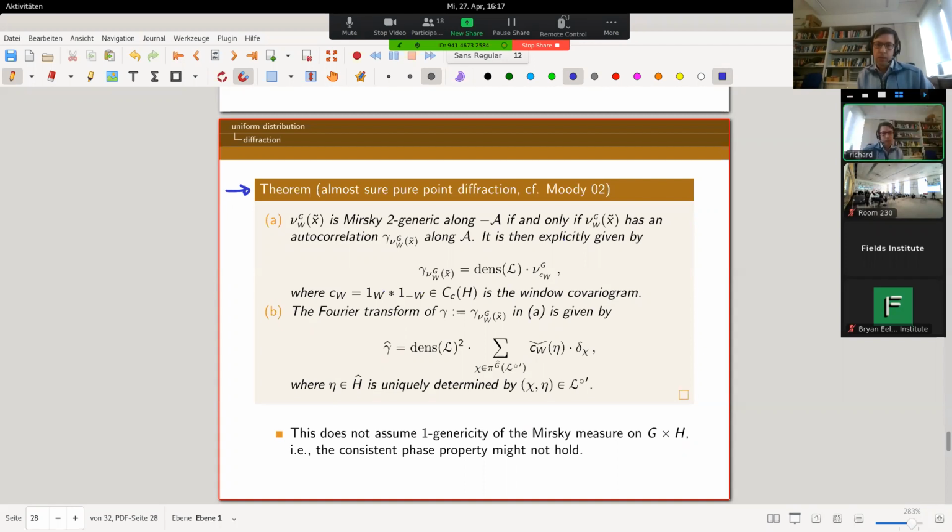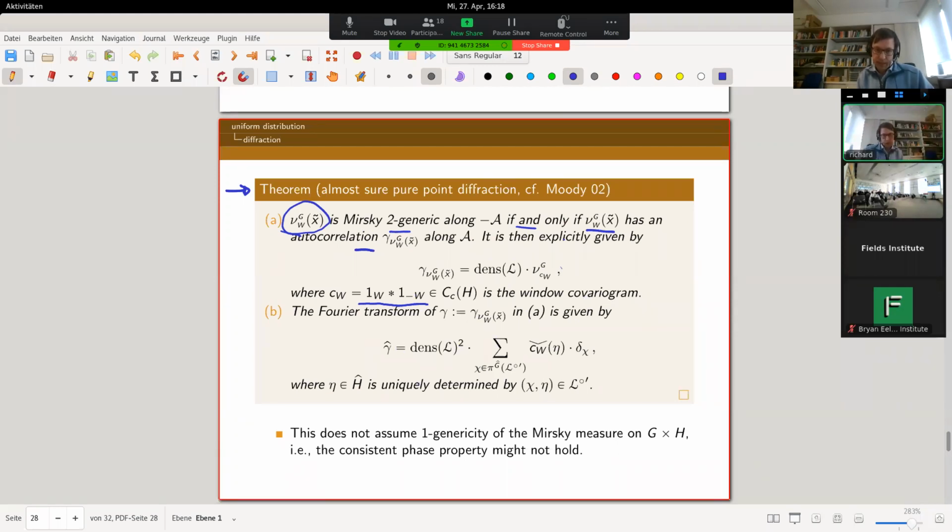So the autocorrelation of an individual configuration exists if and only if this configuration is Mirsky-2 generic along minus A. That's generic, Mirsky-2 generic in G. And then you get the expected form here, and the autocorrelation is some weighted Dirac comb, and the weight is then the window covariogram, the convolution of the window with a reflected version. And the Fourier transform, of course, can then be done. It has the usual expected form.